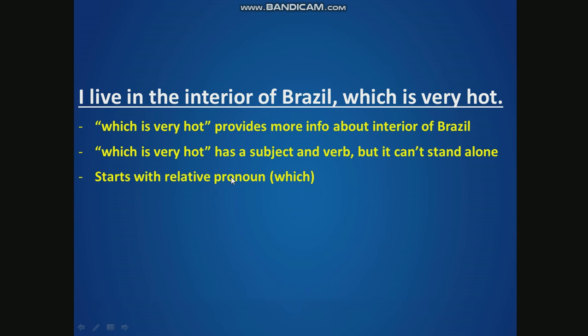And I'll explain more. I live in the interior of Brazil, which is very hot. Now, which is very hot provides more info about the interior of Brazil. This is the relative clause here. Which is very hot has a subject and a verb, but it can't stand alone. Which is the subject, it's a relative pronoun. Is is the verb, but it can't stand alone. Which is very hot. This is not a sentence. It's not a grammatically correct sentence. And it starts with a relative pronoun, like I said, which.